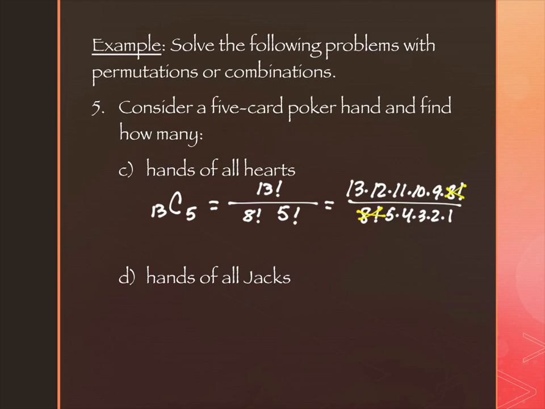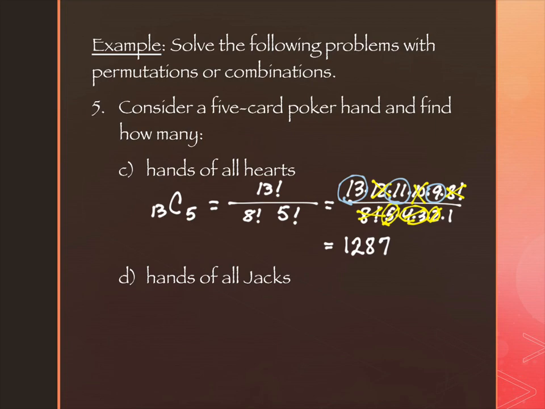So cancel our 8. These numbers are close enough together, we might be able to do some pairings and work things out nicely. What pairing of numbers on bottom would work nicely with the top? 3 and 4. 3 and 4 make 12. 5 and 2 make 10. So this one leaves me with 13, 11, and 9. 1,287. Okay, again, 1,287 is a lot of hands, but it's nothing compared to 2.5 million, 2.6 million almost, right?